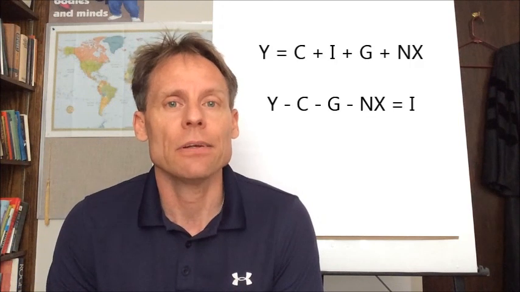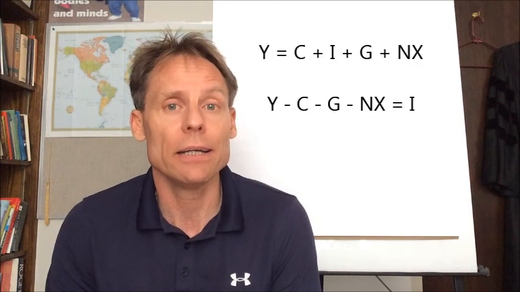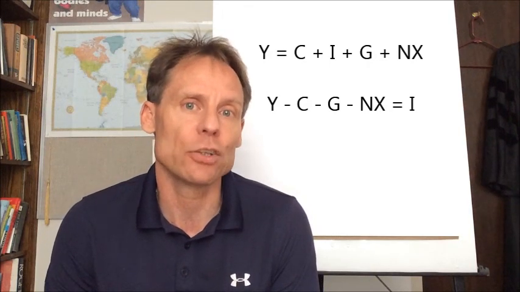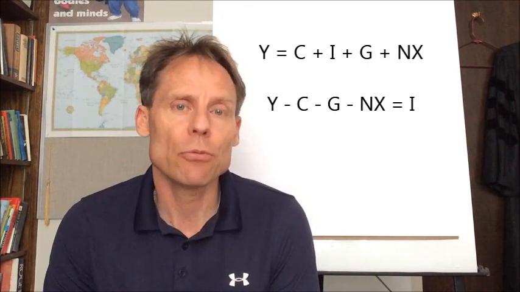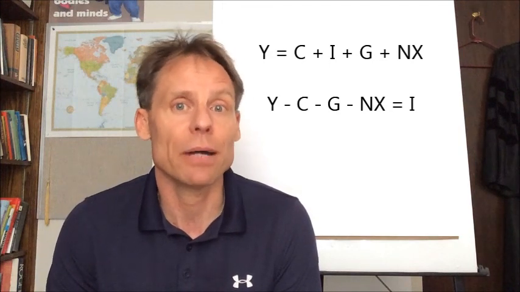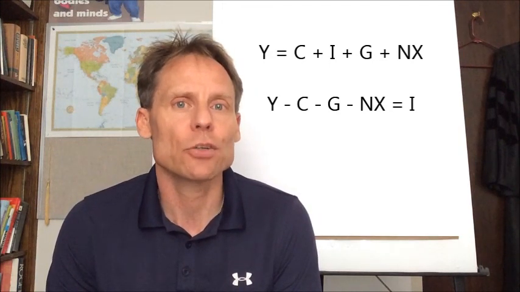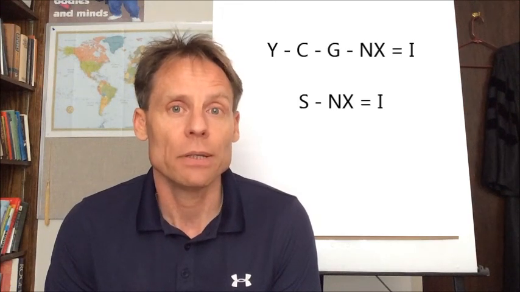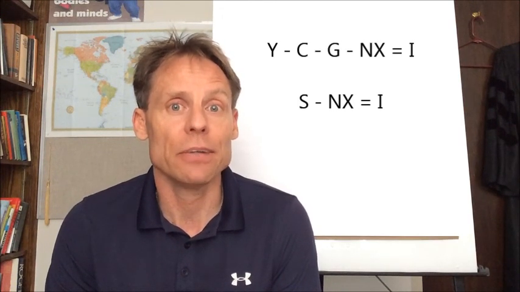Of course, what if you live in an open economy? An open economy has the relationship that Y equals C plus I plus G plus net exports. Rearranging, we get Y minus C minus G minus net exports equals investment. Or national saving minus net exports equals investment.